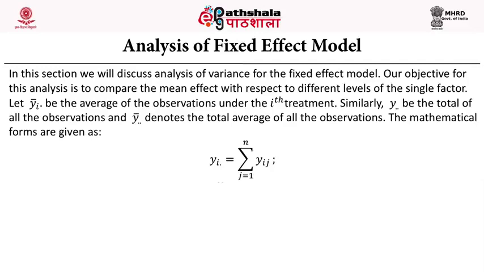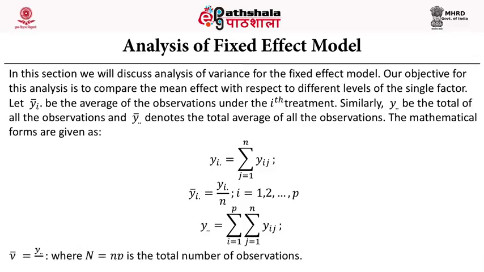The mathematical forms are given as y_i. = Σ_j y_ij, where the summation is over j and j varies from 1 to n; ȳ_i. = y_i. divided by n, where i varies from 1 to p; y.. = Σ y_ij, where the summation is over i and j, with i varying from 1 to p and j from 1 to n; and ȳ.. = y.. upon capital N, where capital N = small n times p, which represents the total number of observations.